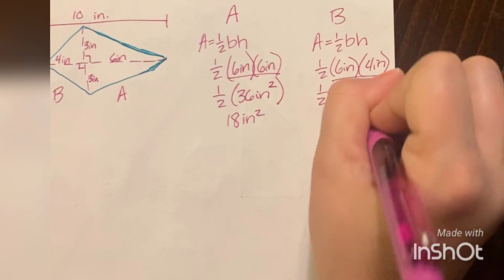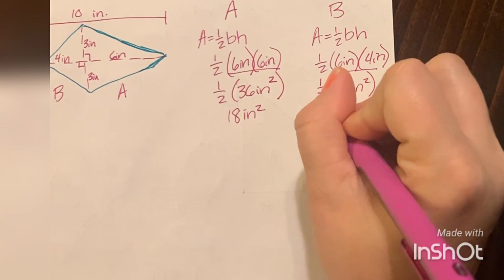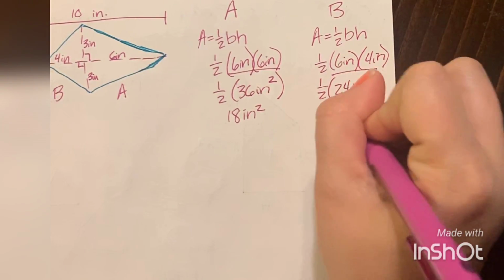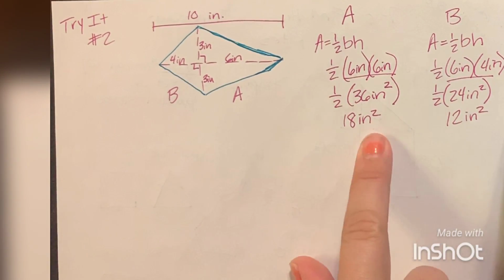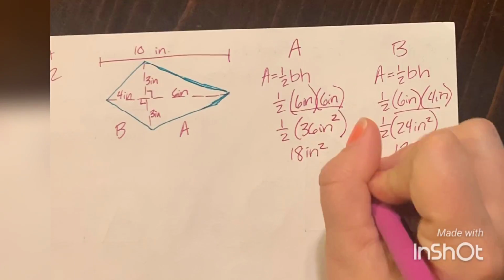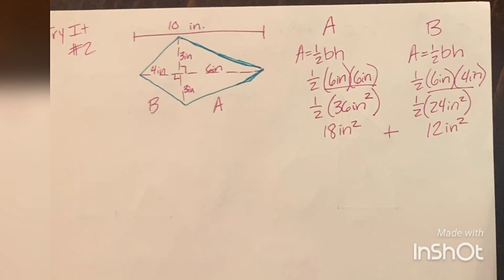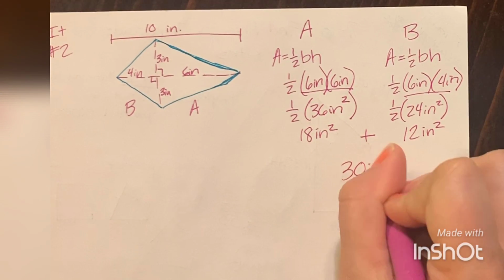inches squared. Notice how my units are always here, guys. You need to put those down. Half of 24 is 12 inches squared. I've got my 2 areas of the 2 different triangles. I'm going to add them together because we want a total area. All right, 18 and 12 make 30 inches squared.